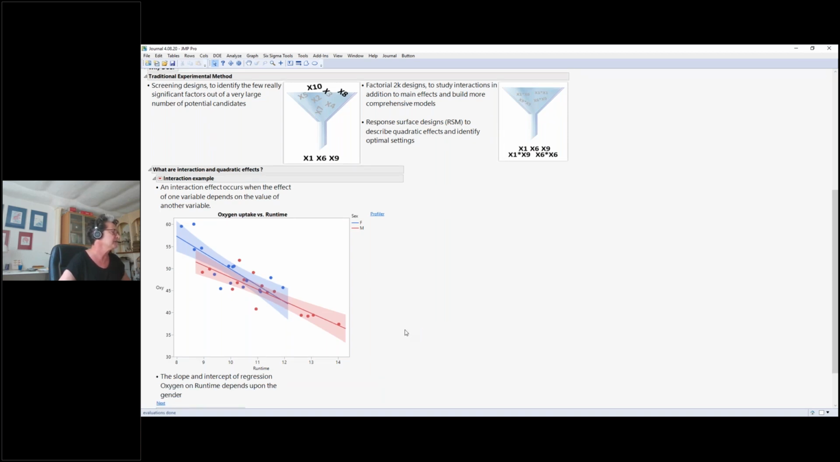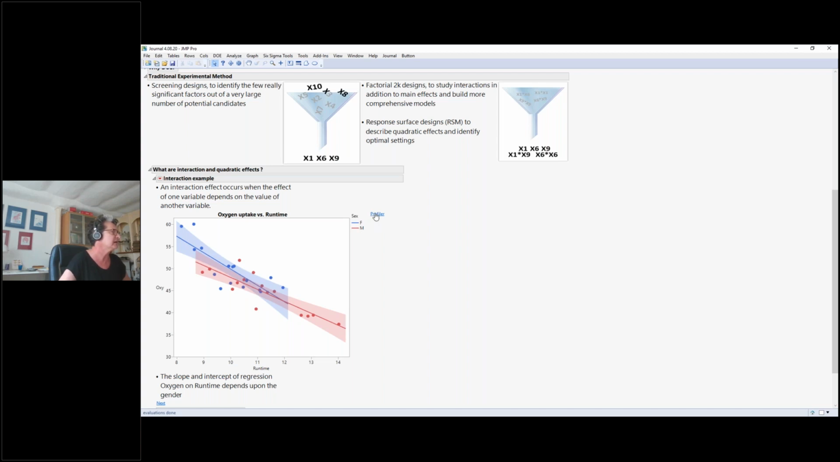I have a very simple example where I have put a regression of two factors on oxygen uptake versus runtime. And if you see something like that, where you can see the regression of those two factors compared to two genders, woman and man, you can see that the slope is different. In this case, we can already say there is an interaction between the gender and those factors.